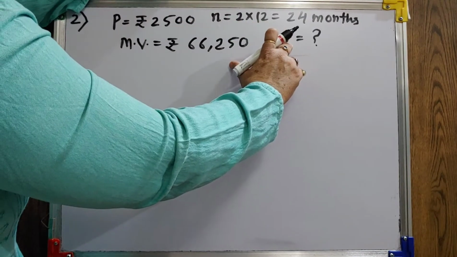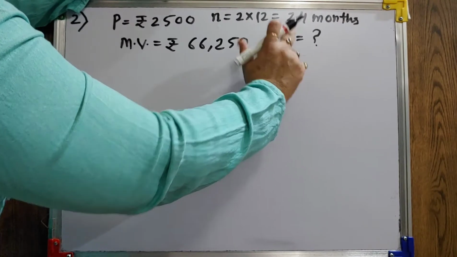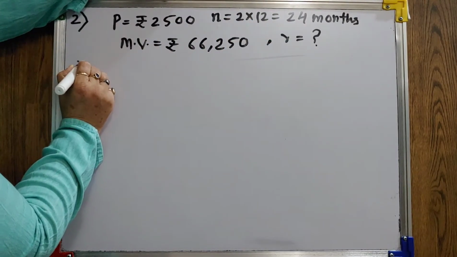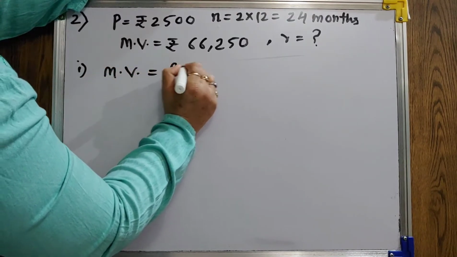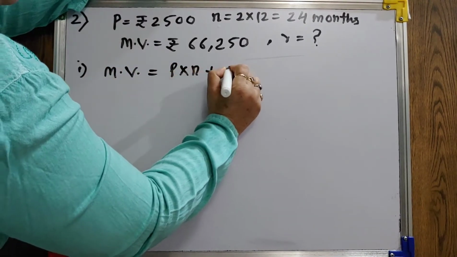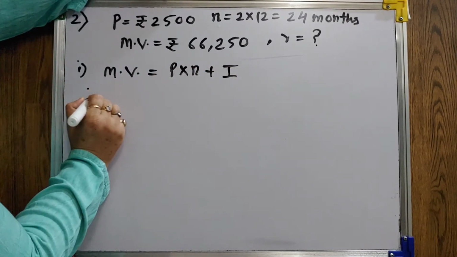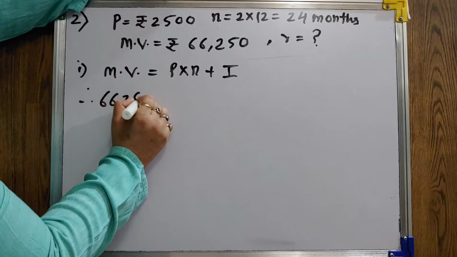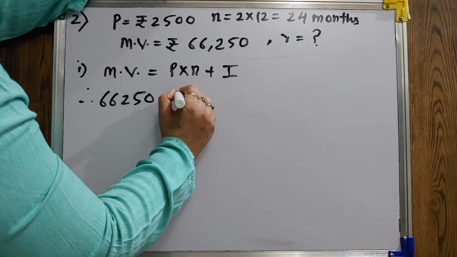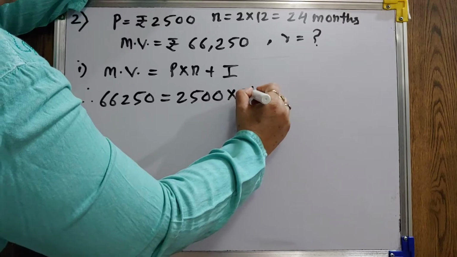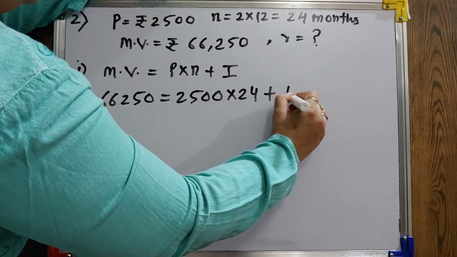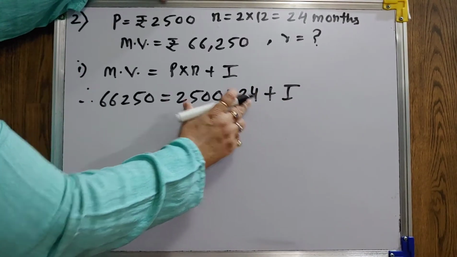And I have to find out the rate of interest. Now, whenever the maturity value is given, first apply the formula of maturity value. Now, you know that the maturity value is 66,250. Now, this is 2,500 into 24 plus I. You can multiply this.